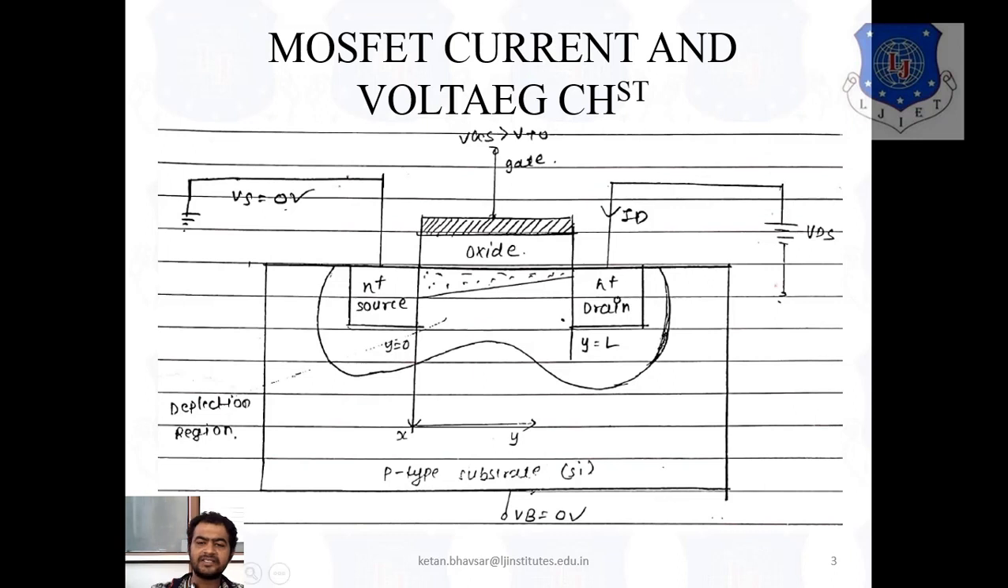As you can see in this diagram, there is a linear variation, because VGS is greater than VTO, the threshold voltage, and the drain current will flow according to VDS, as the channel is established from Y equal to 0 to Y equal to L. Perpendicular is the X axis, and parallel is the Y axis along the channel. So the channel is from Y equal to 0 to Y equal to L, and the depletion region is also established.